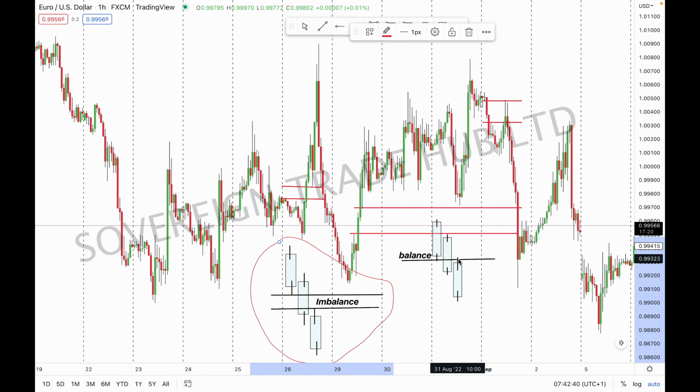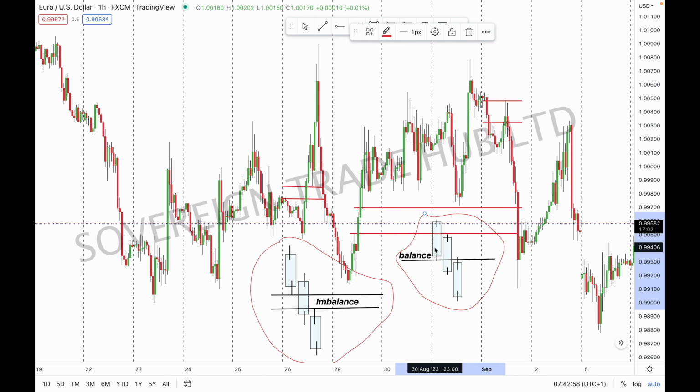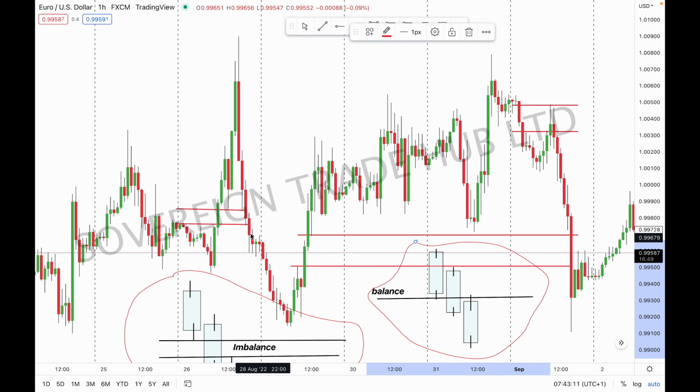So what do we expect next? We don't see any level that the market will necessarily retrace into. Now let's go to the chart. Let me circle this out. Now this is a balanced or an efficient market movement. This is an imbalanced or an inefficient market movement. Take note: balanced, efficient; imbalanced, inefficient. Now let's look at something else. Let's go to the chart now.